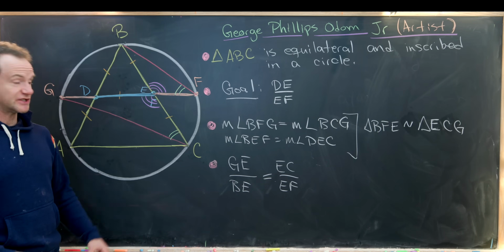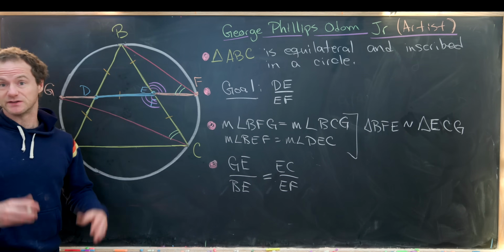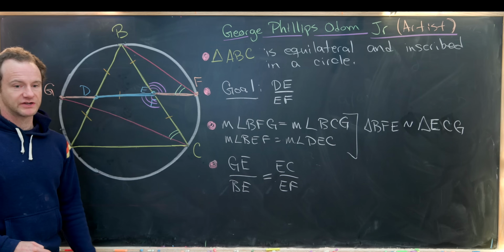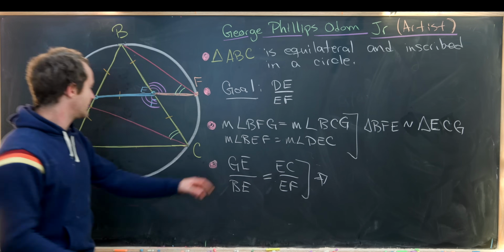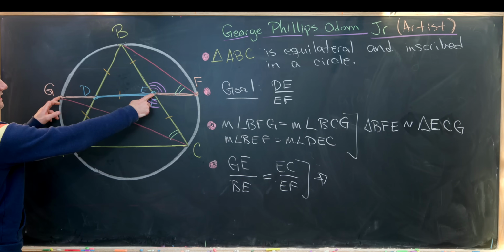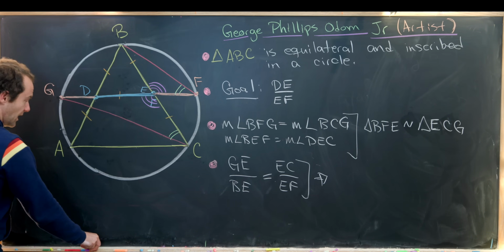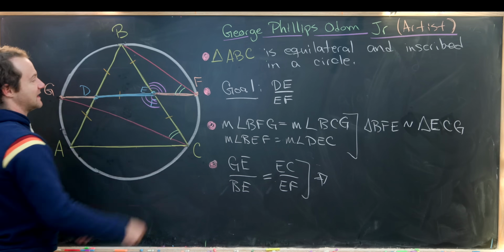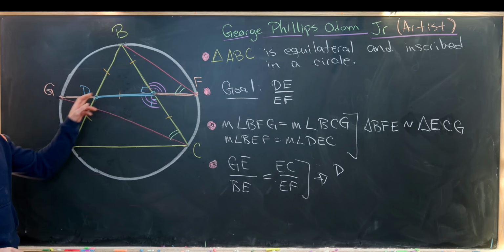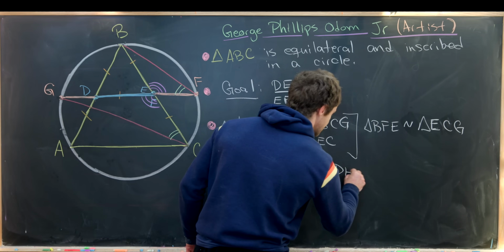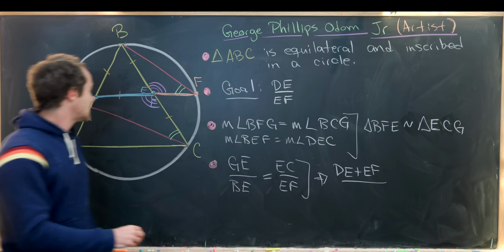And from here, we can actually derive the quadratic formula for our goal ratio that is well known to be satisfied by the golden ratio. Okay, so let's do that. So where can we go from here? Well, we can take this GE and write it as DE plus DG, but we know that DG is the same thing as EF. So we can, in fact, write this GE as DE plus EF. So let's do that. DE plus EF over BE.